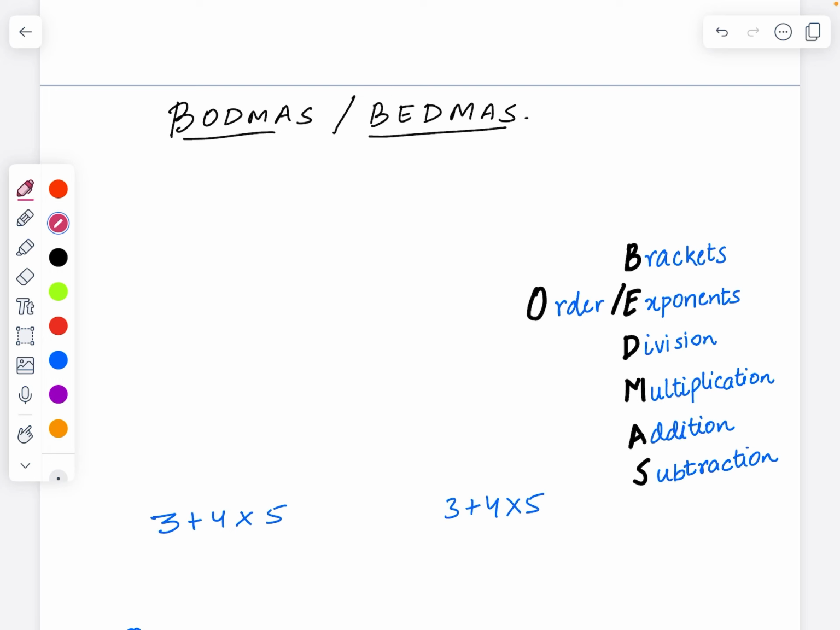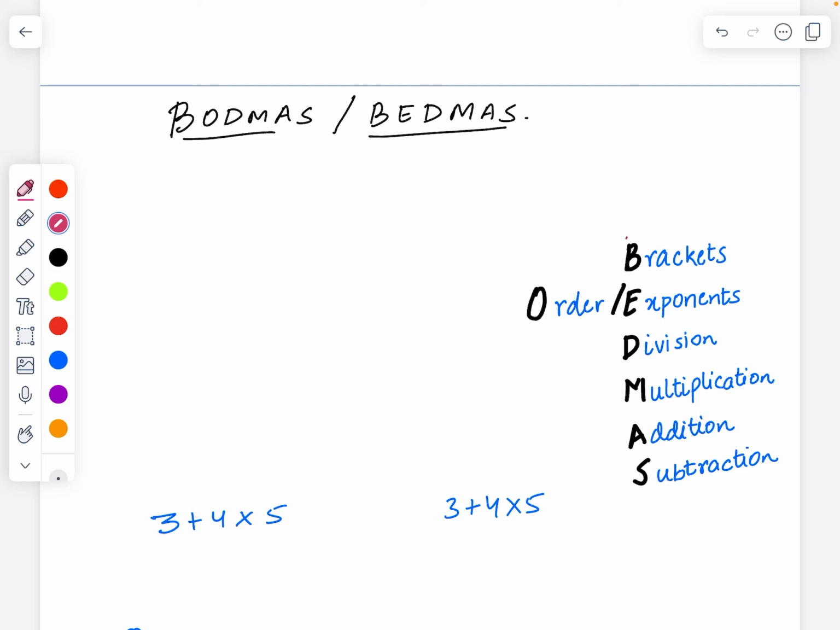So please look at it and just observe whatever I'm doing, and with that you will inculcate the strong foundation that is required. So let's look at it. You can see that I've explained BODMAS, or BEDMAS, which is the acronym used. Now, what does B stand for? It stands for brackets. The O stands for order, or E stands for exponents, which mean the same thing.